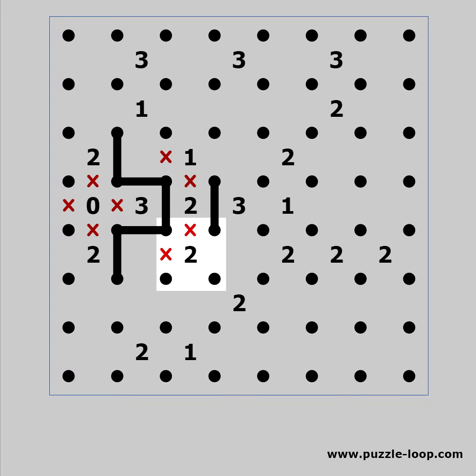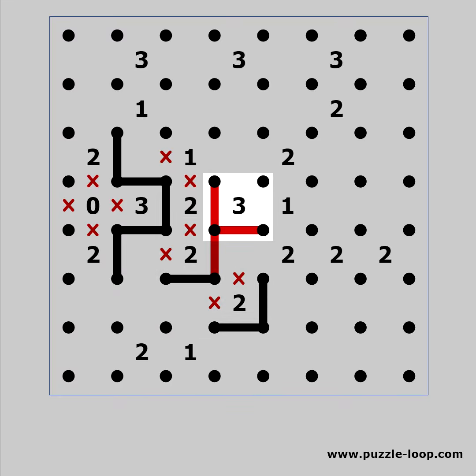This 2 is also easy to solve. Two of the sides are marked with an X, so the other 2 should be lines. We can solve this other 2 in the same way. This forms another pattern that you can remember. Let's take a look at this 3.